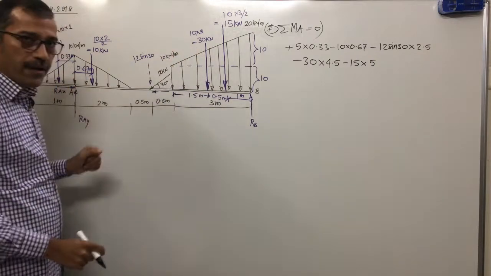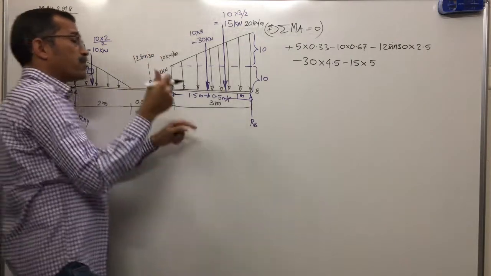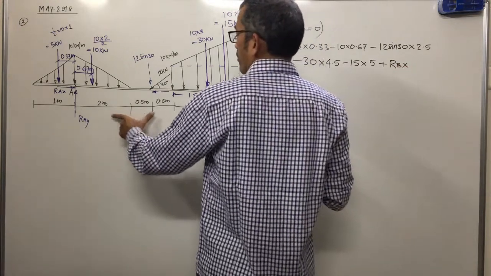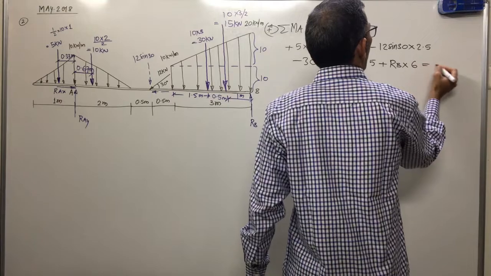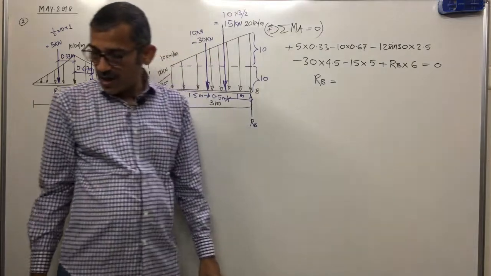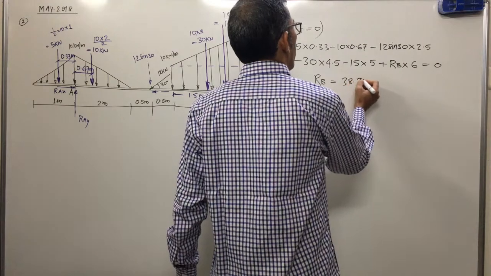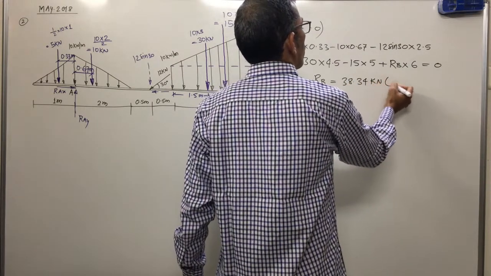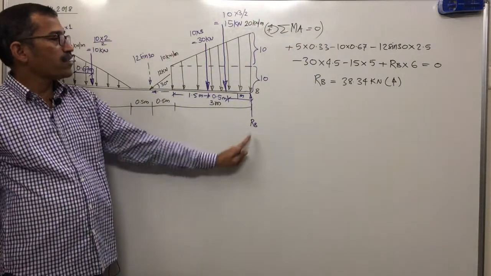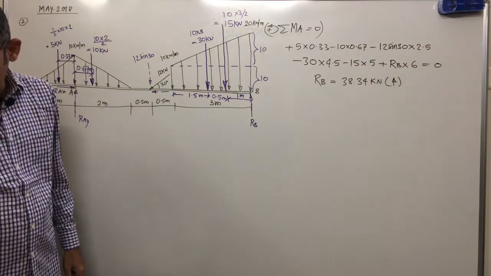Moment of RB about A. Horizontal bar, force applied upward. How will this rotate? Anti-clockwise, so plus RB into distance: 2 plus 1, 3, 3 plus 3, 6, and equal to 0. Now if you calculate, RB comes out to be 38.34 kilonewton. A positive answer means the assumed direction of reaction is correct. The assumed direction is upward, and the answer is positive, so it is an upward reaction.